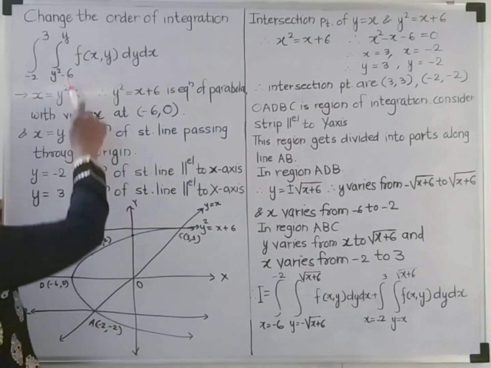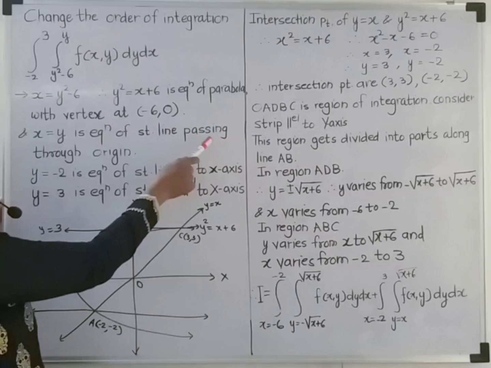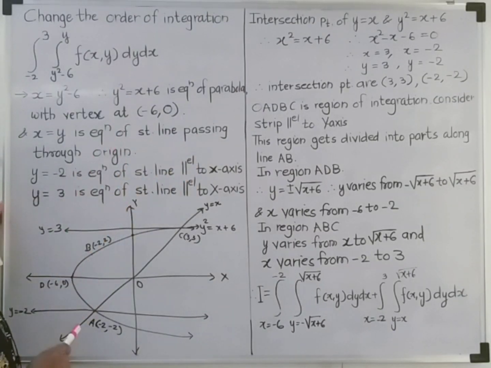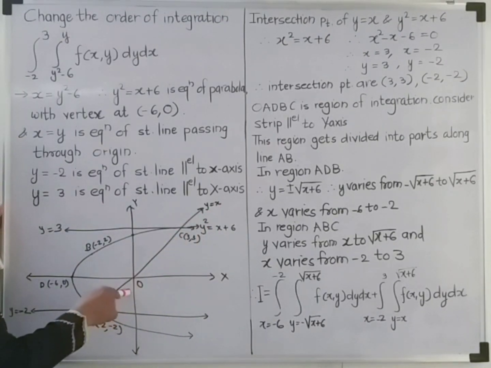Okay. Now see the upper limit for x, that is x equal to y. We know that this is the equation of a straight line passing through the origin. So this line you can draw, that is x equal to y, which passes through the origin. So this is about the limits for x.